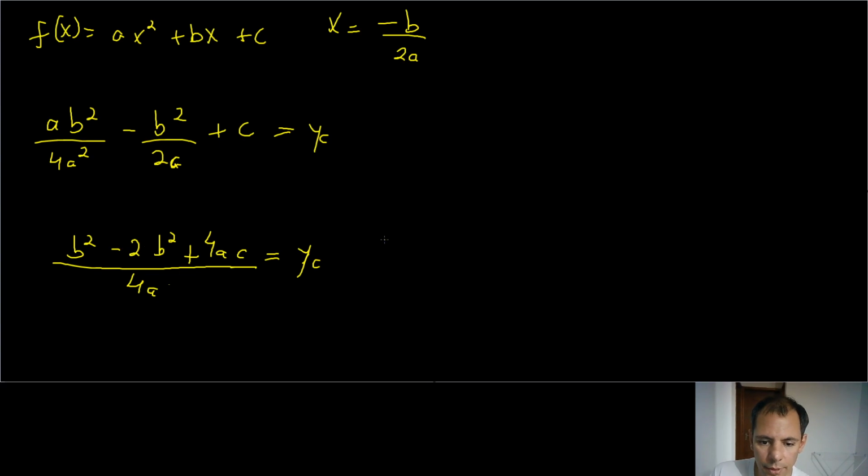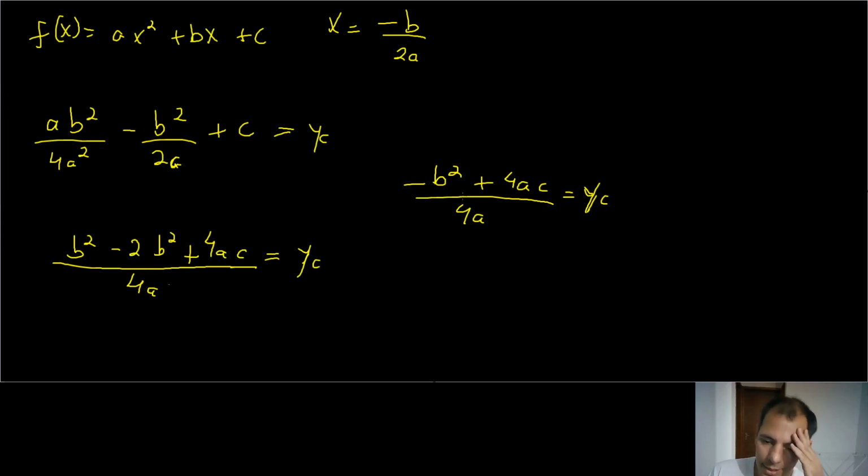What do we have here now? So b squared minus 2b squared is going to be minus b squared plus 4ac divided by 4a. This equals the y critical.